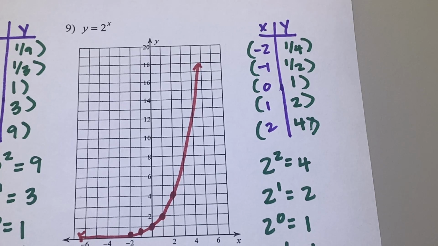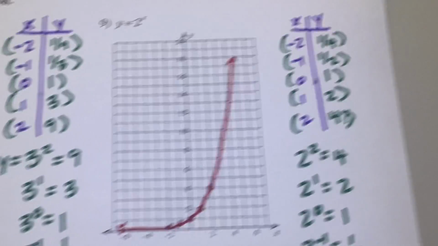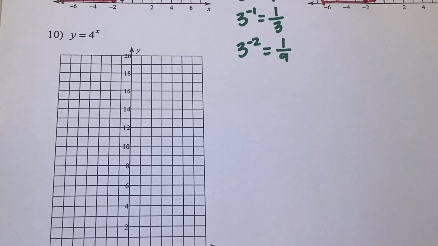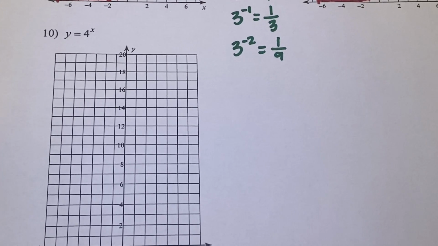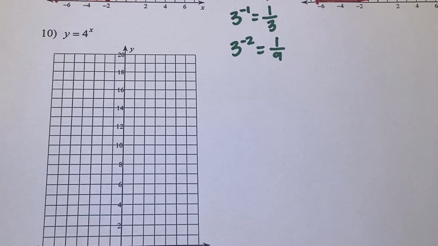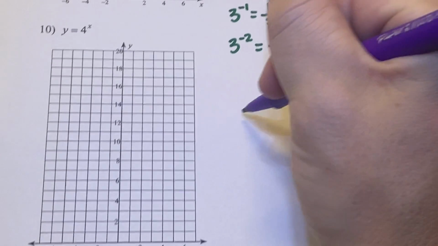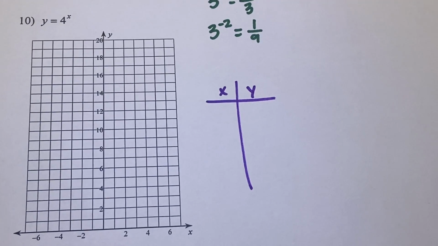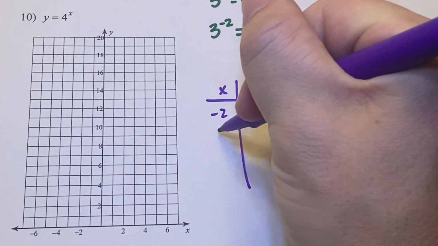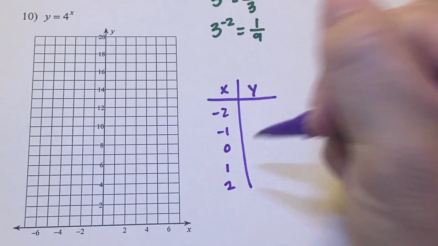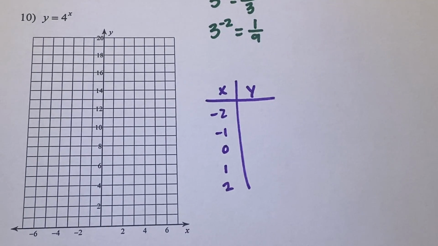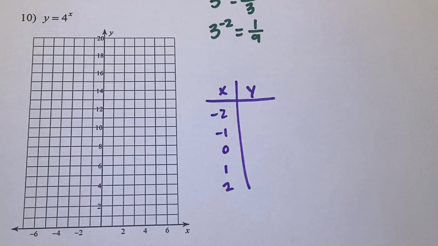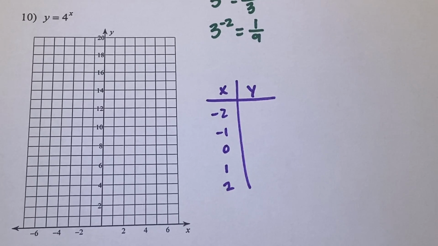Alrighty. Let's do one more. I think you guys are getting the hang of this. Exponential's not too bad to graph, right? Kind of a weird shape. Okay, let's do our last one. Instead of 2 to the x, it's now 4 to the x. Same thing. What always works? The table. Draw your little XY table. -2, -1, 0, 1, and 2. Plug those guys in for x, see what we get for y.